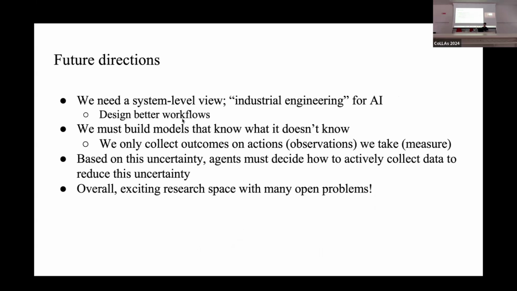And to sum up, we need a system view of AI, and we also must build models that know what they do not know. Also, based on this uncertainty, agents must decide how to actively collect data to reduce the uncertainty. Overall, there are exciting research directions with many open problems, and we hope our tutorial could inspire this line of research.